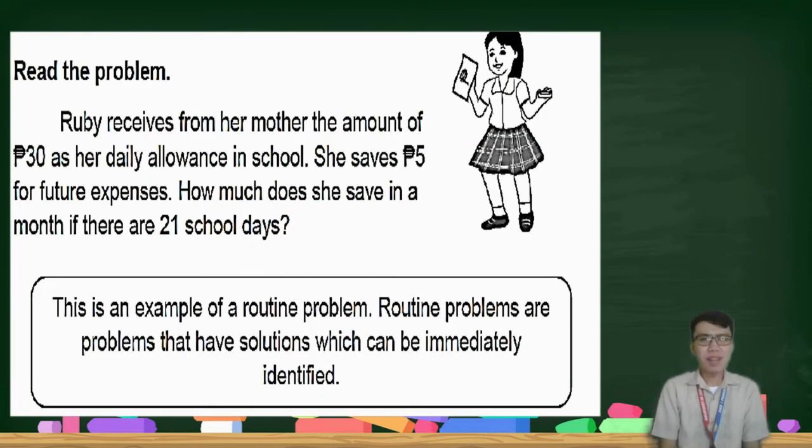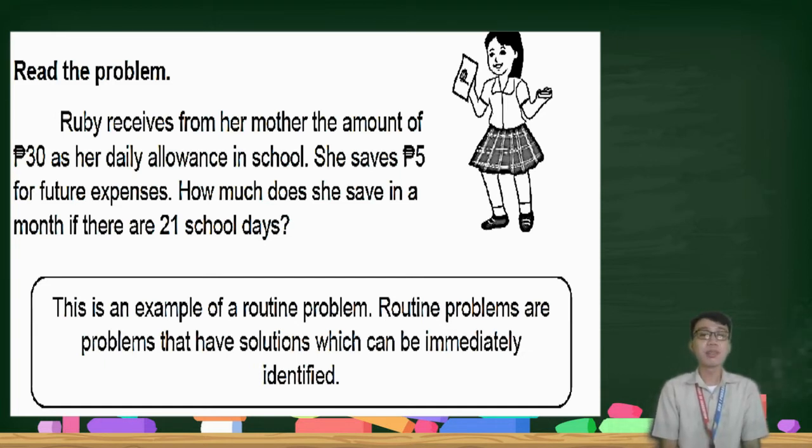Ngayon mga bata, bakit kaya kailangan nating mag-ipon? At tungkol dyan ang ating word problem for today. Ruby receives from her mother the amount of 30 pesos as her daily allowance in school. She saves 5 pesos for future expenses. How much does she save in a month if there are 21 school days?